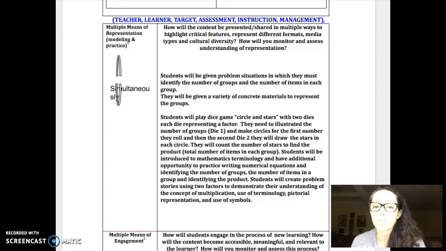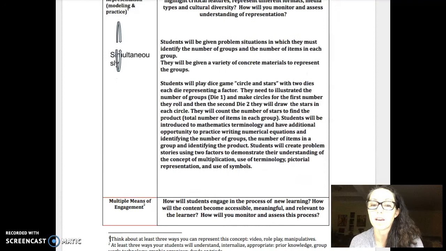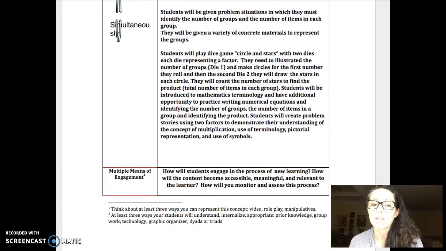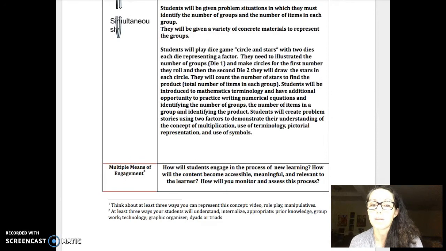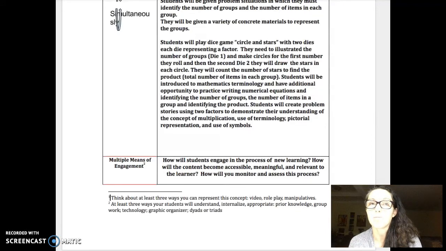And then students will be creating a problem. This could be more of my formative assessment here to see what they understand at this point. And in the problem that they create, they'll need to use two factors to demonstrate their understanding. They'll need to write a sentence or two to explain the problem situation, and they'll need to give a pictorial representation of the situation.